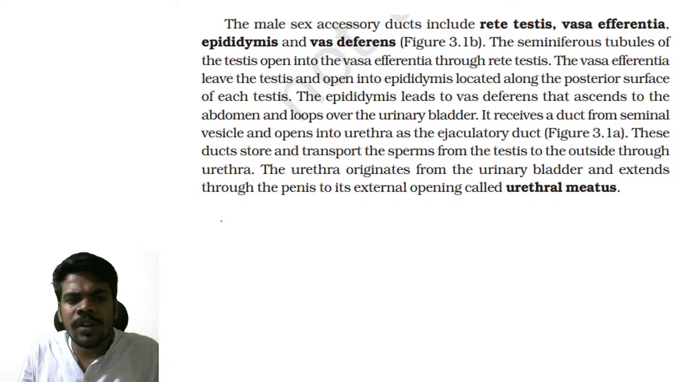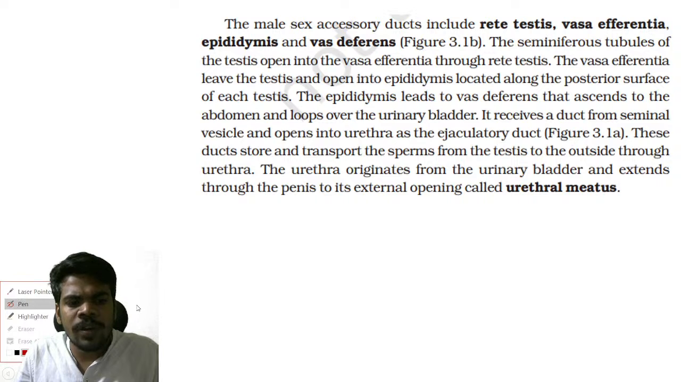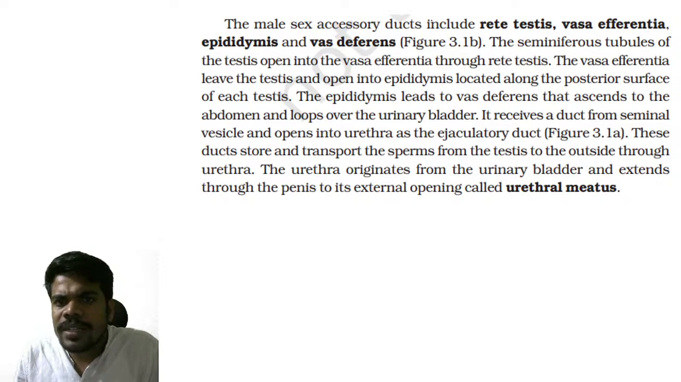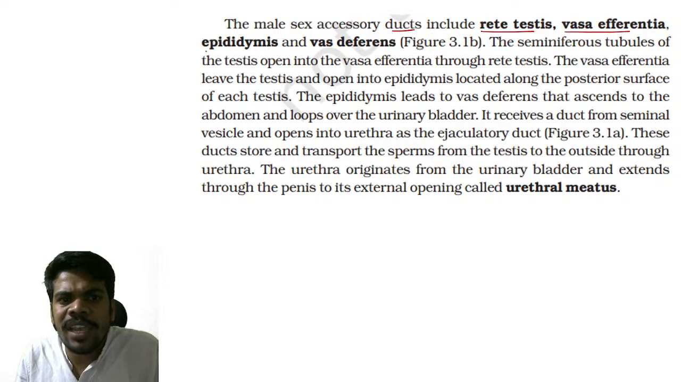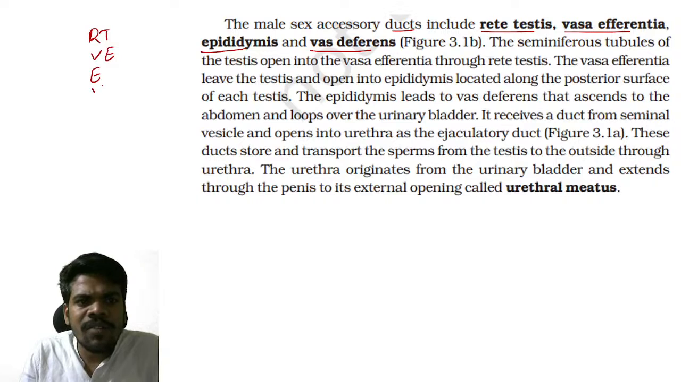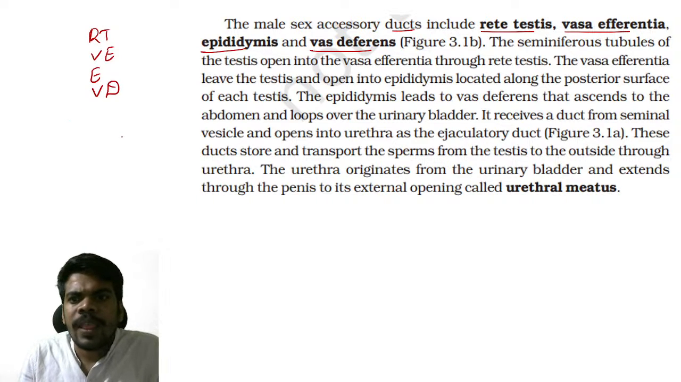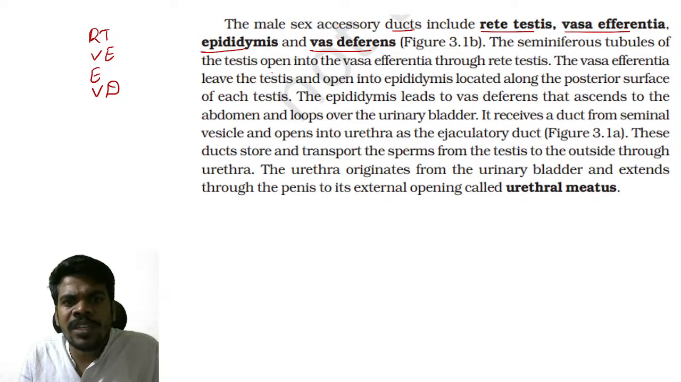Come to the next paragraph. It is also a very important paragraph. The male accessory glands and ducts. The male sex accessory ducts include rete testis, vasa efferentia, epididymis, and vas deferens. The seminiferous tubules of the testis open into the vasa efferentia through rete testis.